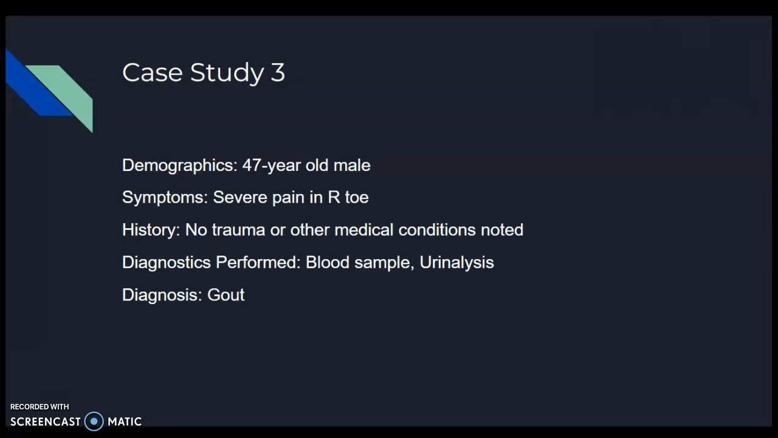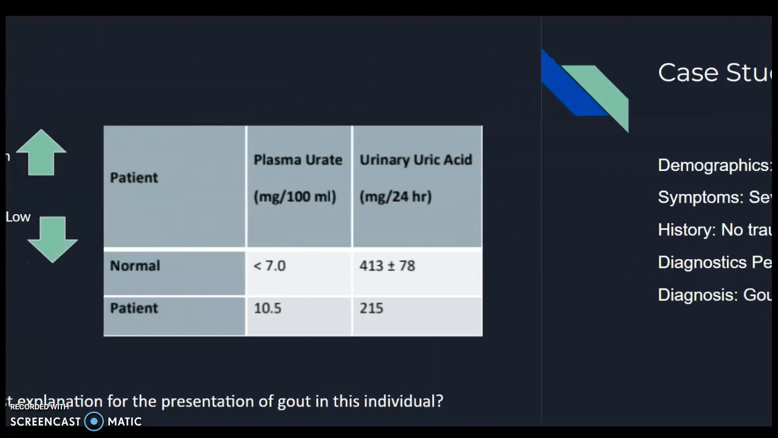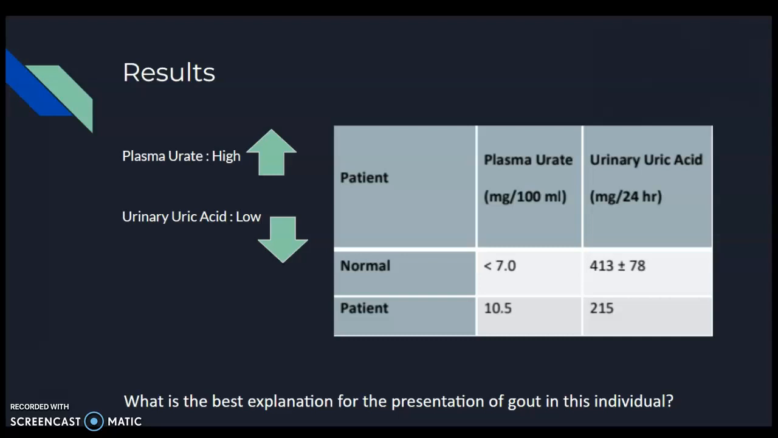We have a 47-year-old male. He's presenting with pain in his right toe, no history of trauma or other medical conditions are noted. Blood sample and urinalysis are done, and we have a diagnosis of gout. And this case study involves asking us what is the best explanation for the presentation of gout in this individual.